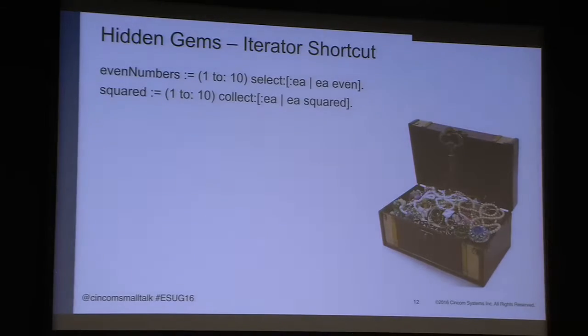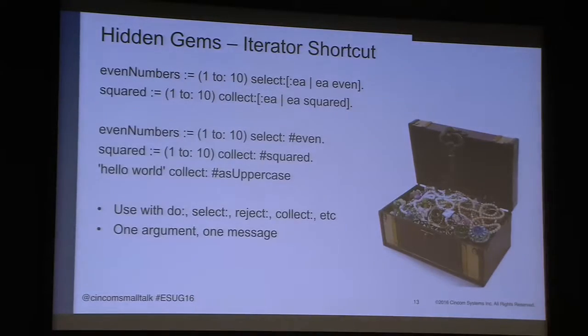An iterator select, an iterator collect. It takes a block. Well, we have a shortcut where you can do this. You see that the top two is the original example. The next set down where it says even numbers 1 to 10, select #even. There's been no change in the iterators. What it is, the symbol understands the message value and can behave as a block if you walk through the code.